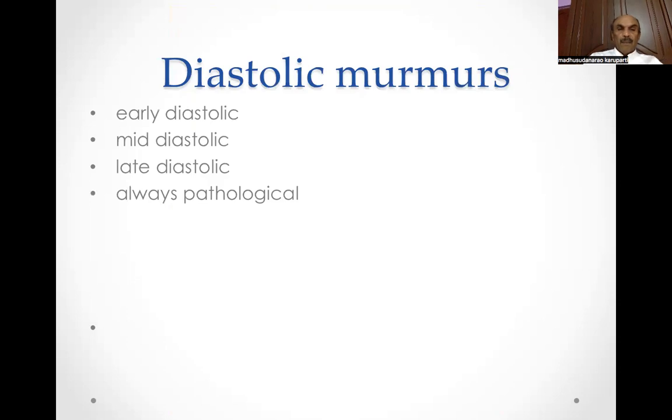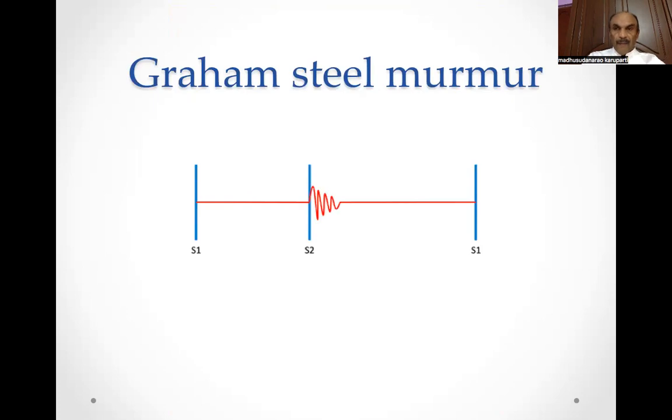Coming to the diastolic murmurs, they could be early diastolic, mid-diastolic, or late diastolic. They are always pathological. Graham Steell murmur. What is Graham Steell murmur? It is an early diastolic murmur heard in patients with pulmonary hypertension. It is used to describe the early diastolic murmur in the pulmonary area in patients with pulmonary hypertension due to mitral stenosis.